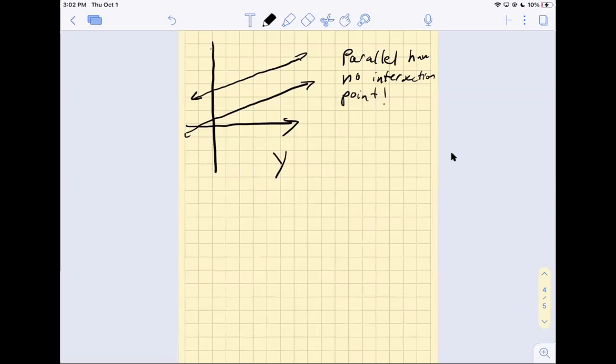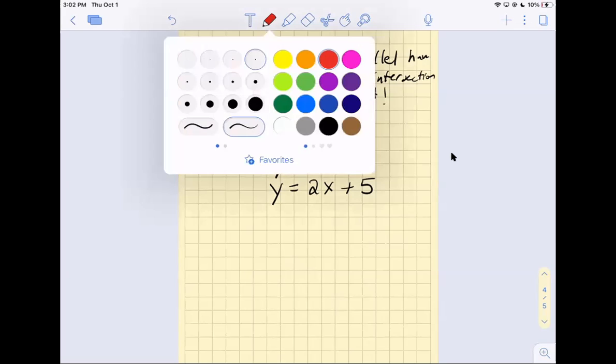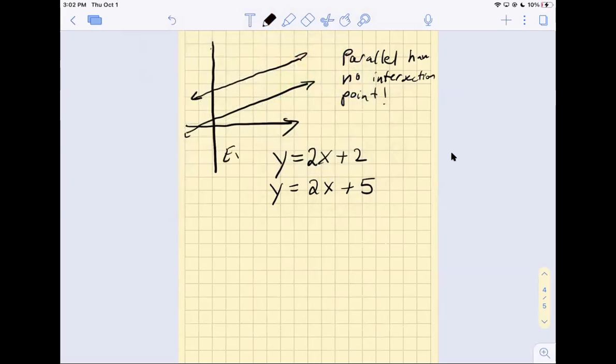What if you wrote y equals 2x plus 2, and y equals 2x plus 5? What would happen here if you tried to do substitution? Let's plug in. First, before I say that, does everyone see that these two equations are parallel? Can anyone tell me why these two equations are parallel?